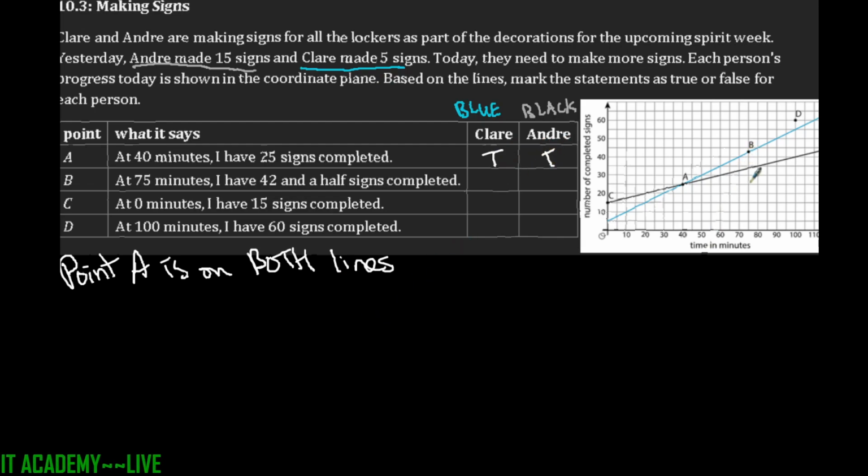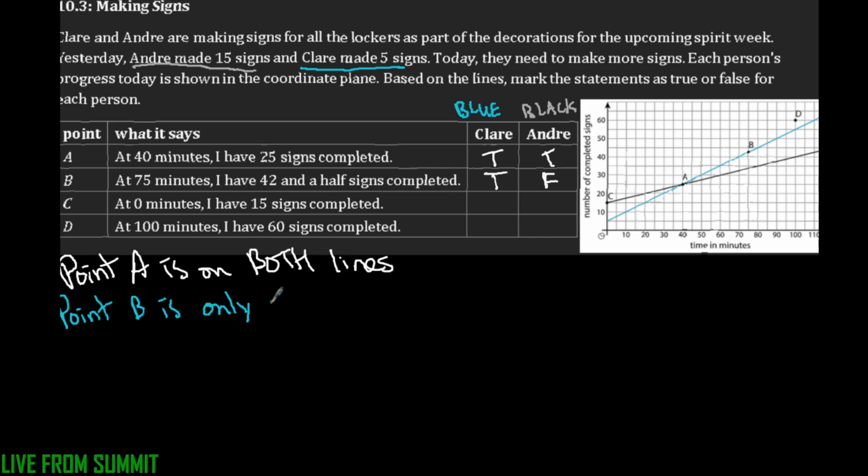Point B, at 75 minutes, they have 42 signs, or 42 and a half signs completed. So who's that true for? Well, it's true for Claire because it's on the blue line, but it's false for Andre because it's not on the black line. So we're going to say point B is only on the blue line, which is Claire.